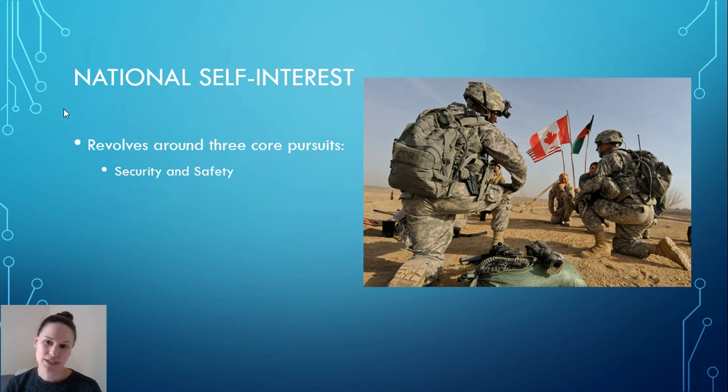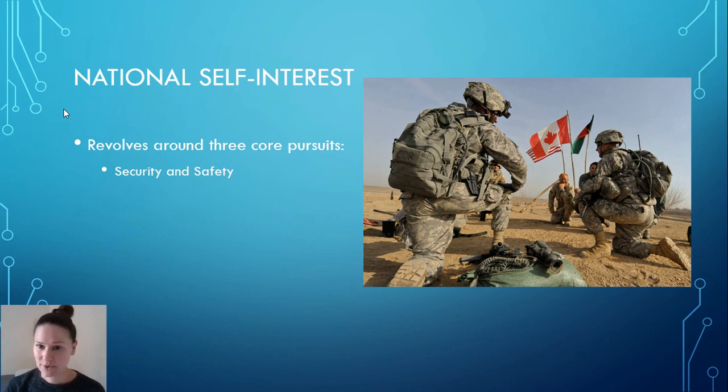And in order to understand why countries would be involved in the pursuit of national self-interest, we need to know what motivates a country. So what we're going to look at today are what are the three core pursuits of national self-interest. So what are the three reasons why a country would act? Okay, or not act in a lot of situations too. And one of the main ones is the first one, you might want to write these down, is safety and security.